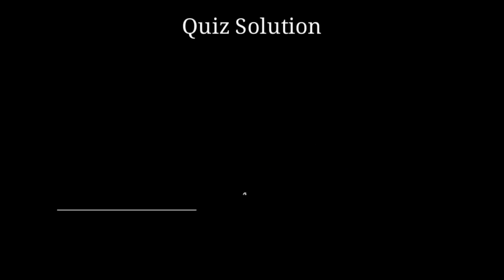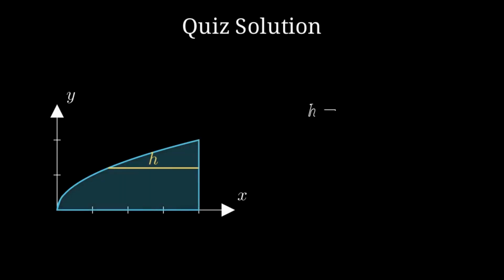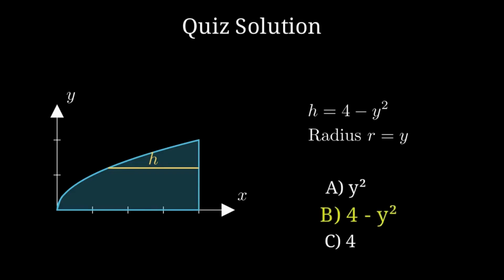The correct answer is B, 4 minus y squared. The shell's height is the horizontal length, which is the rightmost x value minus the leftmost x value. Since the radius is y, the full integral would be 2π times the integral of y times the quantity 4 minus y squared dy.